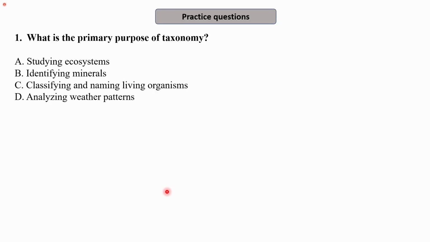So the first is, what is the primary purpose of taxonomy? Is it studying the ecosystem? Is it identifying the minerals? Is it classifying and naming the different living organisms? Or is it analyzing the weather patterns? So basically we know that taxonomy allows the classification and naming of living organisms by placing them into different groups based on their similarities and differences with the others.